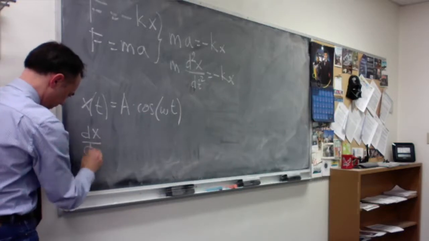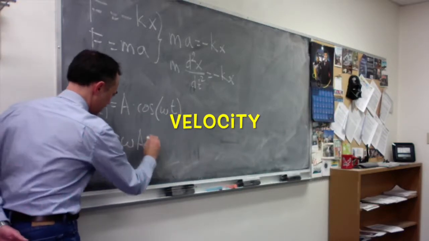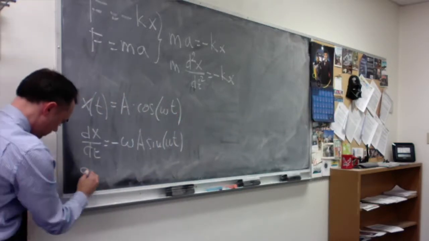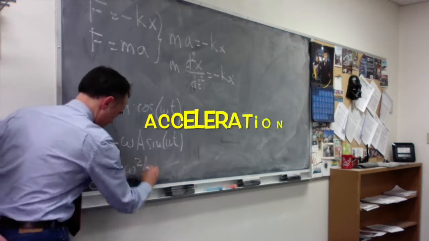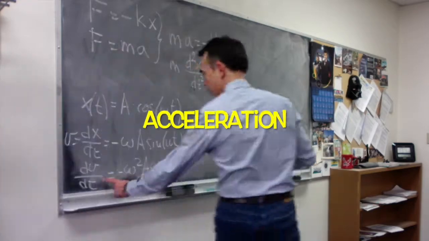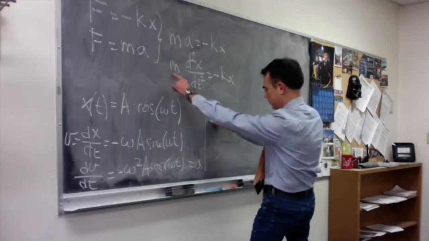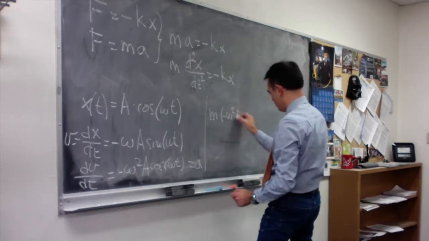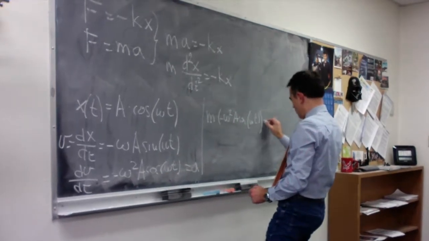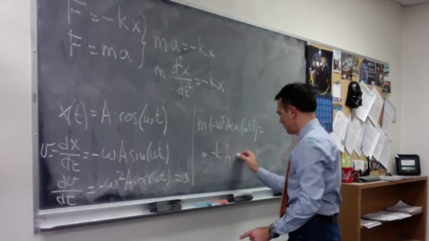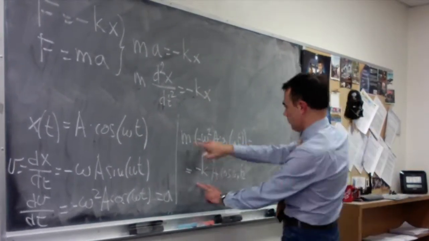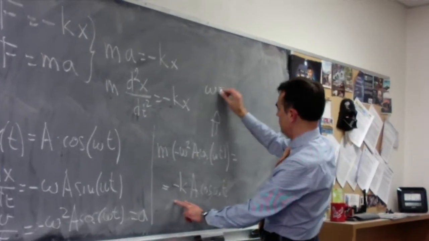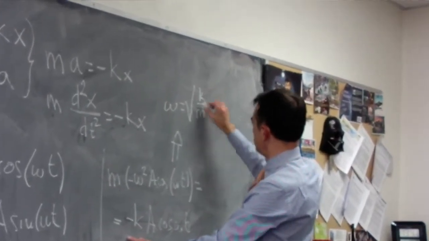If we derive this function, we obtain that the velocity is negative omega times a times the sine of omega t. If we derive again, we obtain that the acceleration is negative omega squared times a times the cosine of omega t. Comparing this last equation with the first one for Newton's second law, we see that this omega is equal to the square root of k divided by the mass.